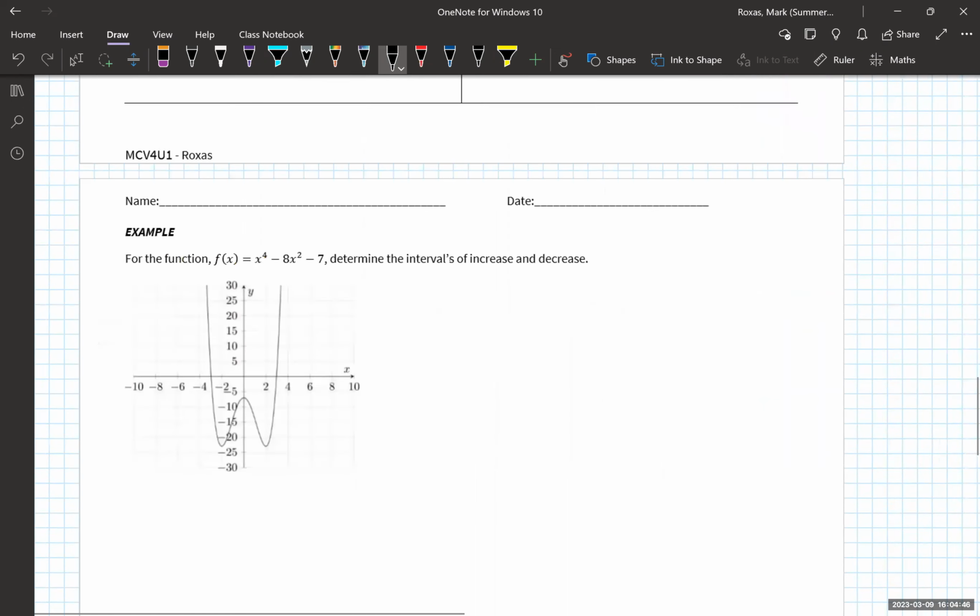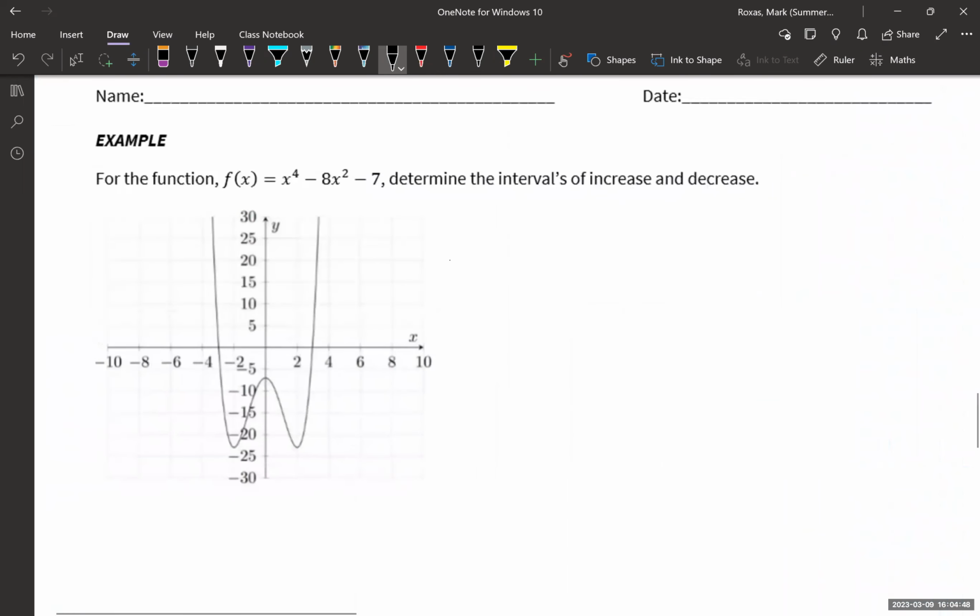For the function x to the power 4 minus 8x squared minus 7, determine the intervals of increase and decrease. Okay, so we are going to start with the derivative. So f prime x, power rule applies here. So x to the power 4 becomes 4x cubed, minus 8x squared becomes minus 16x, and minus 7 just disappears.